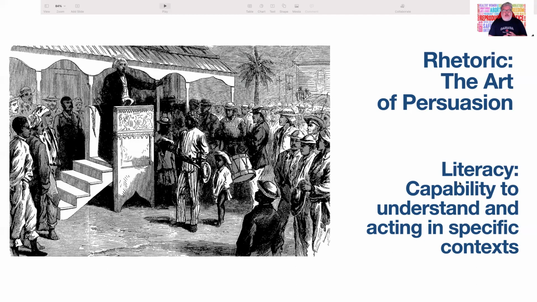Okay, rhetorical literacy. Rhetorical literacy is a little bit different than academic literacy. Rhetorical literacy is based on the idea of rhetoric, which is the art of persuasion. And so if you are rhetorically literate, that means you have the capability to understand and act in rhetorical situations. You can read and write and speak and create and understand creation in a rhetorical situation. You understand the persuasion of the moment. The picture here is Frederick Douglass giving his "What does the 4th of July mean to a slave" speech.